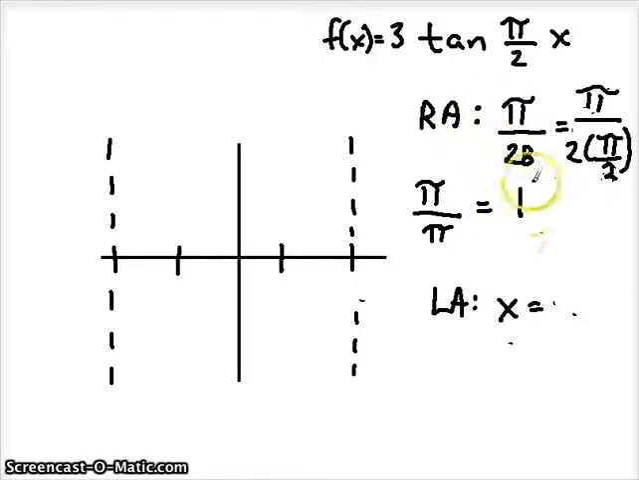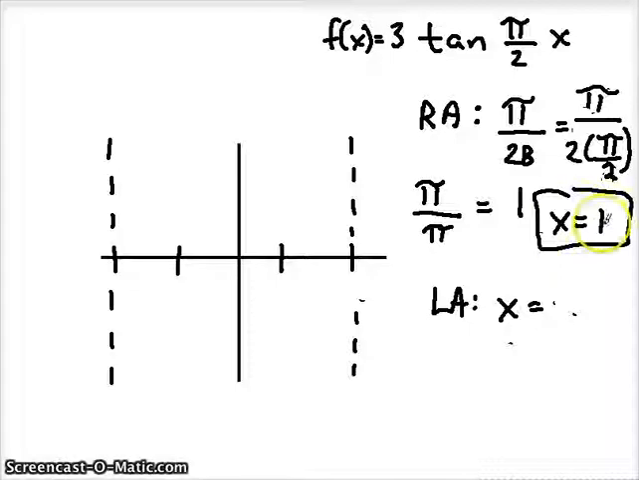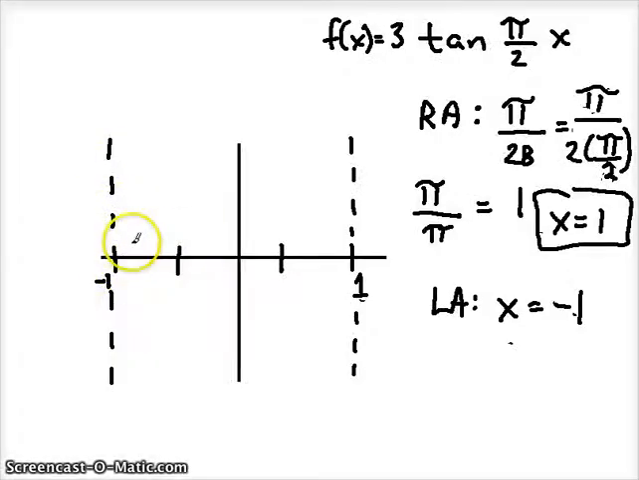So the right asymptote is going to be at x equals, that would be the equation of our vertical asymptote, x equals 1. So right here is positive 1, and I know that my left asymptote is going to be the same but just negative, so it's going to be x equals negative 1. That would be the equation of this vertical line.